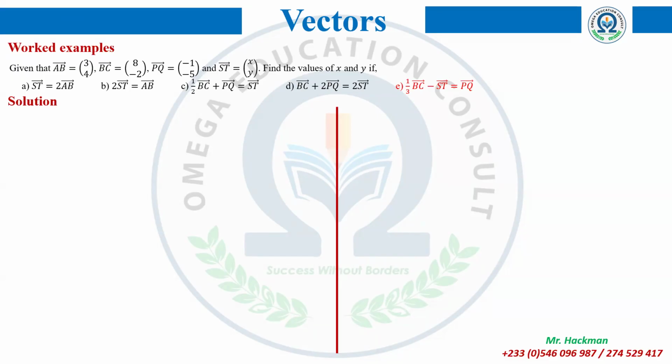All right. Vector BC is (8, -2). Vector PQ, with the component, forgive me, the component (-1, -5). And ST with the component (X, Y). Find the values of X and Y with the following conditions. So this is all that we are going to do.